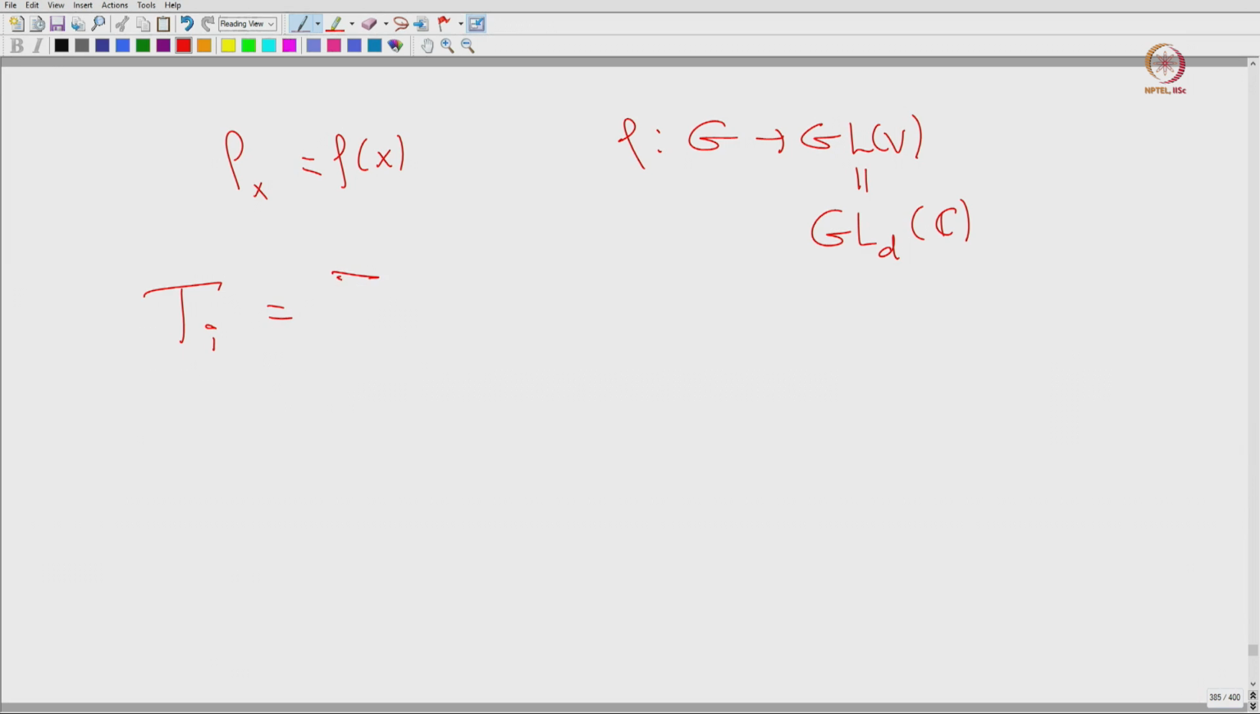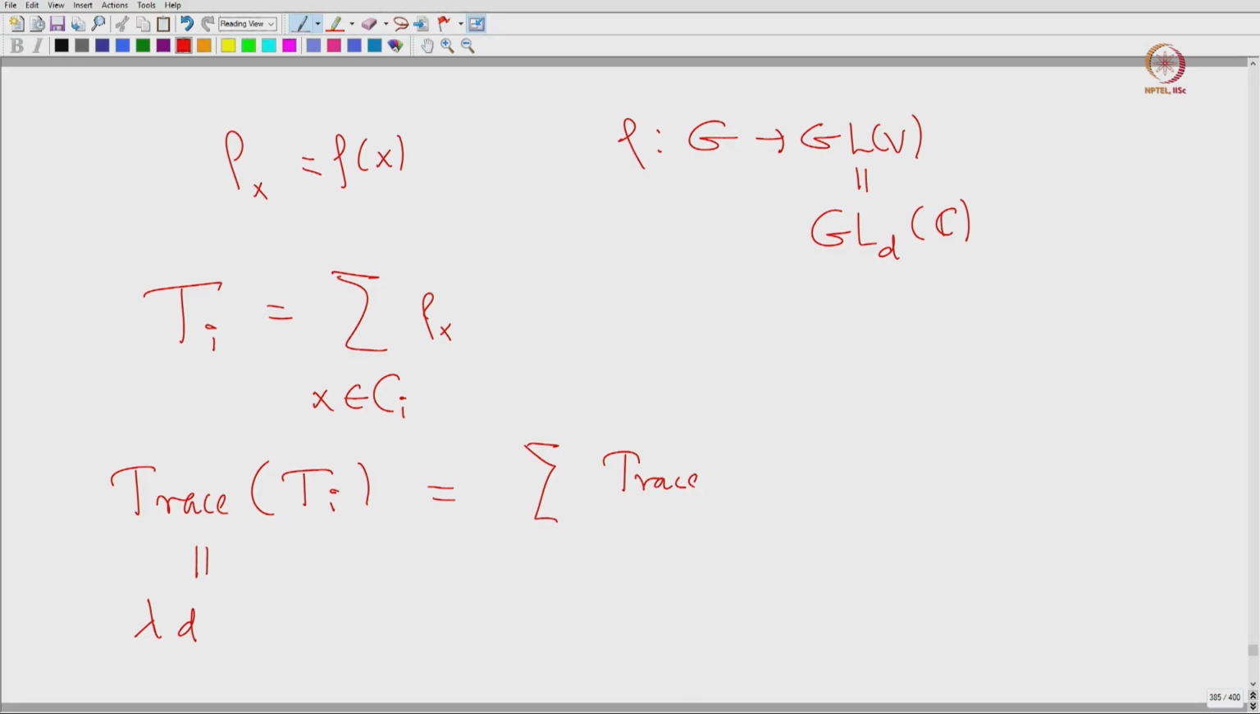Ti is nothing but summation of rho x, x in Ci. So now what will be the trace? The trace of Ti, on one hand you get lambda times d, on the other hand this is going to be summation of the trace of rho x, x in Ci. But what is the trace of rho x? This is exactly equal to the character value applied on this x.